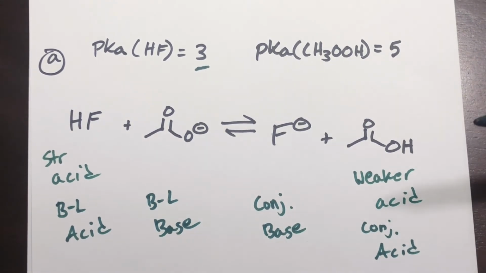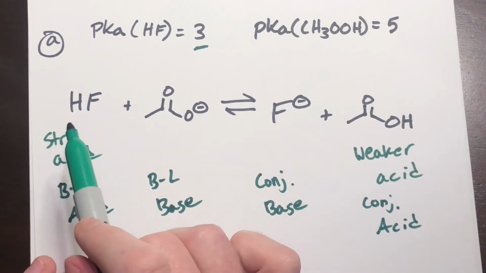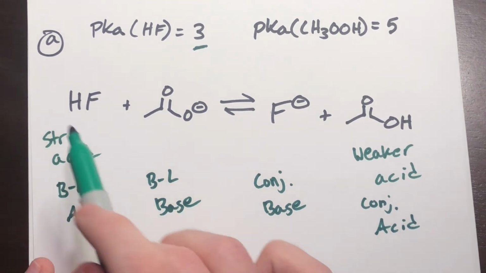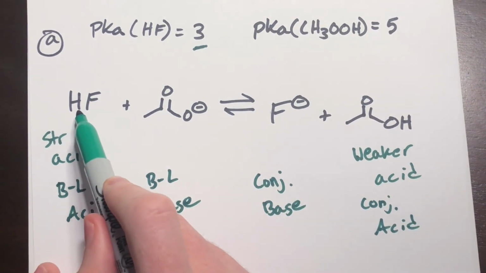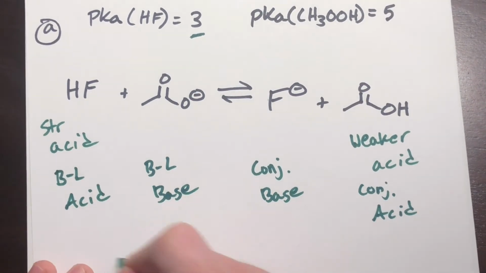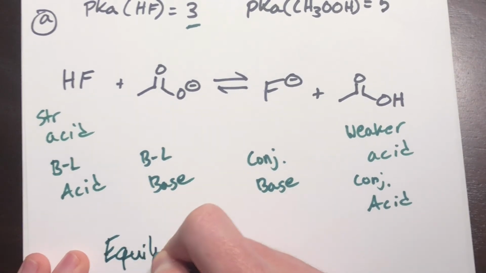So now the question is to determine which direction the equilibrium lies. Well, we've already established that HF is the stronger acid, which means it's more reactive and it's more likely to form the products. So since this is the stronger acid, that means that the equilibrium will shift to the right. So it's driven to the right.